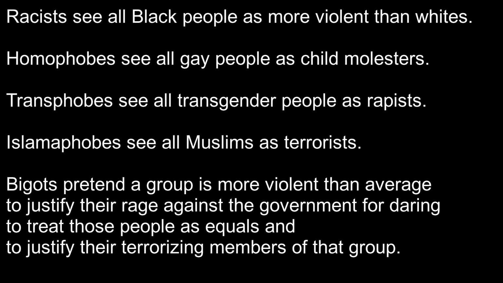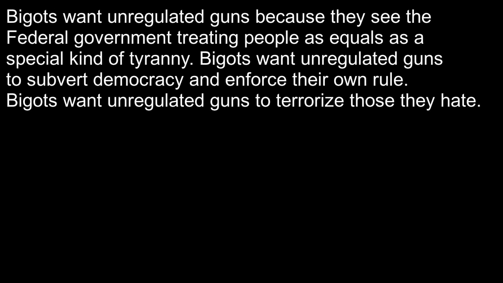Bigots pretend a group is more criminal, more violent, than the average person, to justify their rage against the government for daring to treat people as equals, and to justify their terrorizing members of that group. Bigots want unregulated guns because they see the federal government attempting to treat people as equals as a special kind of tyranny. So bigots want unregulated guns to subvert democracy, to threaten the government, to overthrow the government. And bigots want unregulated guns so they can terrorize whatever group they have decided to hate, and do so without interference from the government trying to protect victims of bigotry.